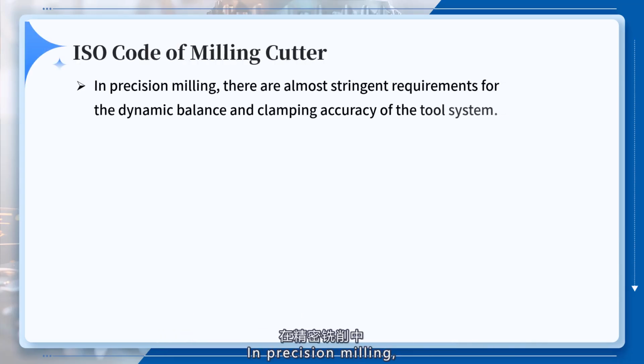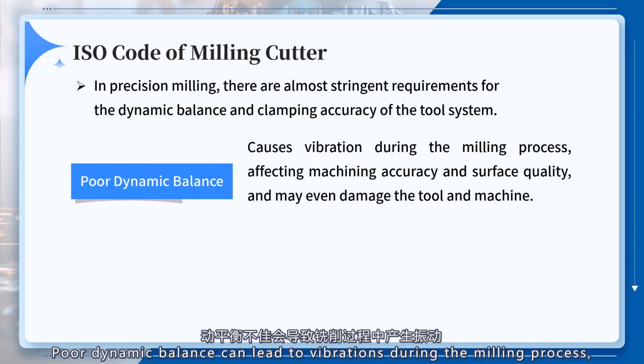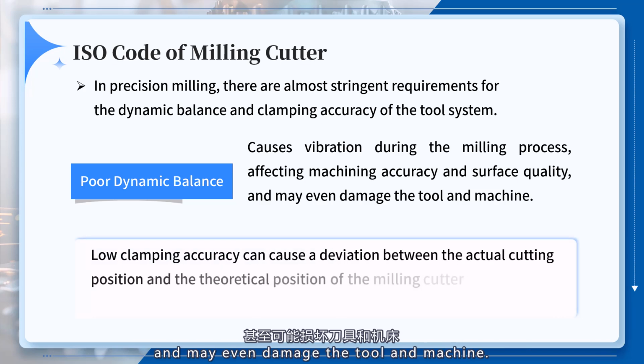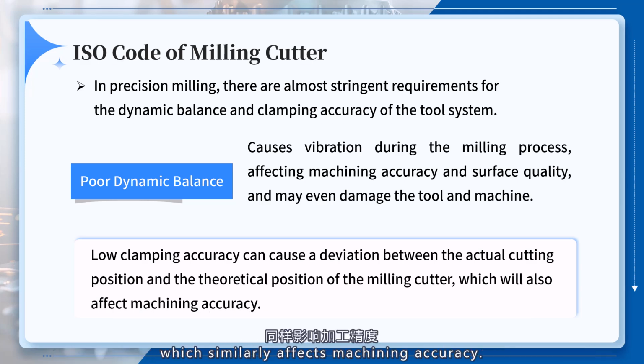In precision milling, there are almost stringent requirements for the dynamic balance and the clamping accuracy of the tool system. Poor dynamic balance can lead to vibrations during the milling process, affecting machining accuracy and surface quality, and may even damage the tool and machine. Insufficient clamping accuracy can cause a deviation between the actual cutting position of the milling cutter and its theoretical position, which similarly affects machining accuracy.